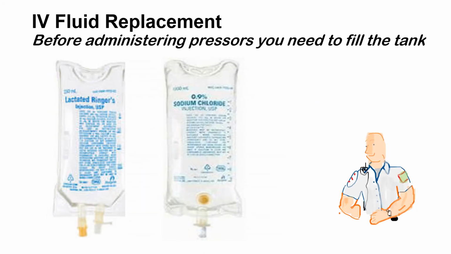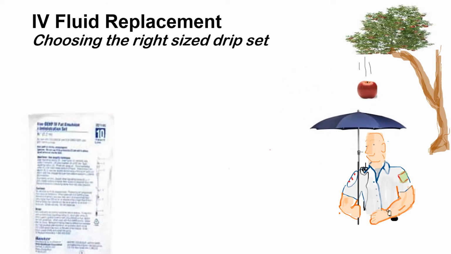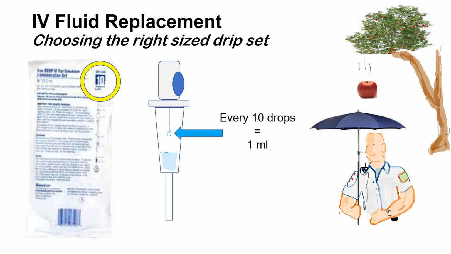In most cases, you'll be required to administer a specific amount of IV fluid prior to the administration of vasopressors. Drip sets come in common sizes 10, 15, and 60. This is the amount of fluid coming from the chamber at gravity. The number represents the amount of drops that will equal 1 milliliter of fluid.